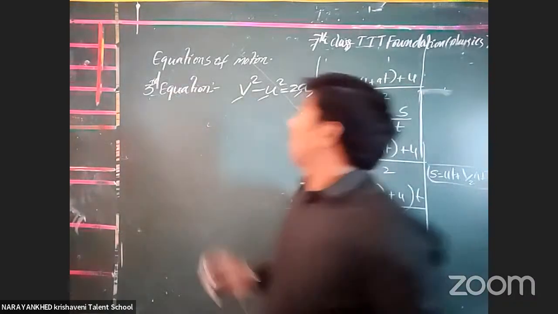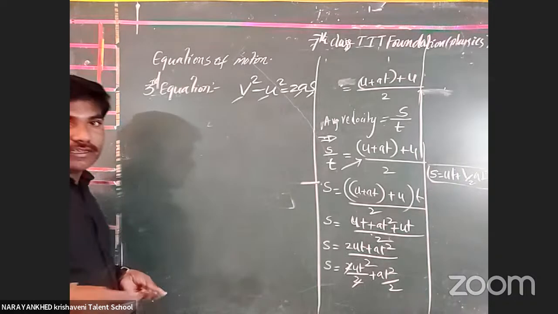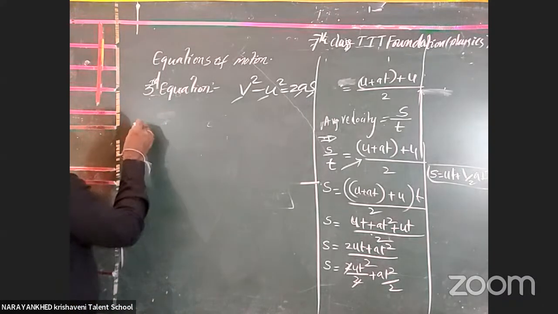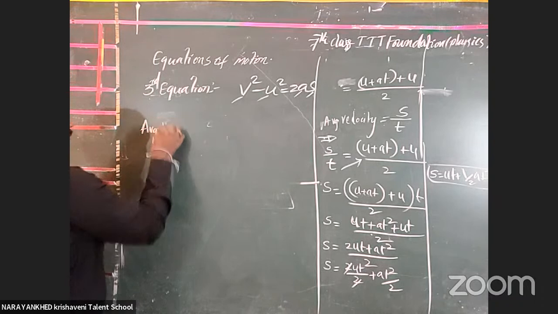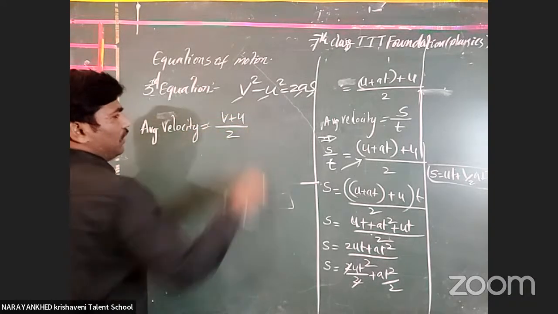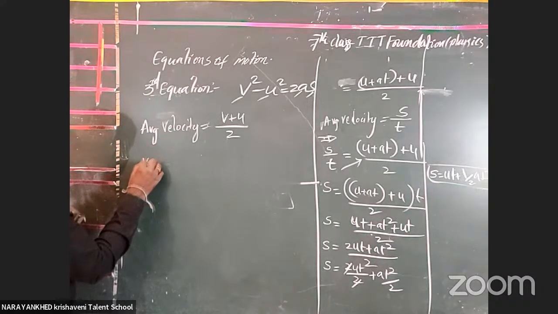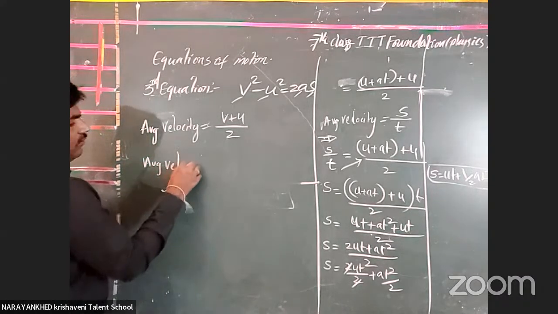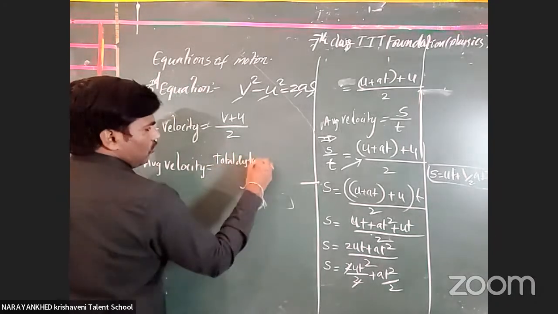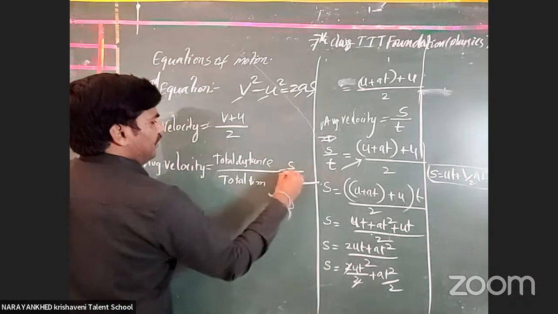Sorry, students, what we have to find out is a relation between V, U, A, and S. For this purpose we have taken the average velocity. Average velocity is equal to V plus U by 2. We wrote it already. And this average velocity is also written as total distance by total time. Now, this is also written as S by T.